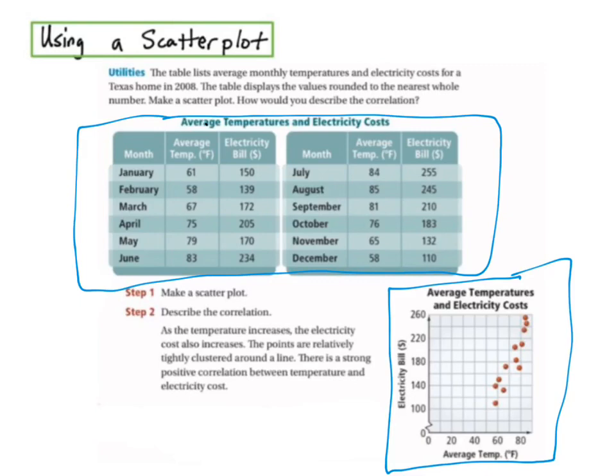So the goal here is to make a scatter plot and then examine your points to see how you feel they relate. So what kind of correlation are they dealing with? As one value increases, is the other increasing? Are the points grouped tightly together? If so, you have a strong positive correlation.